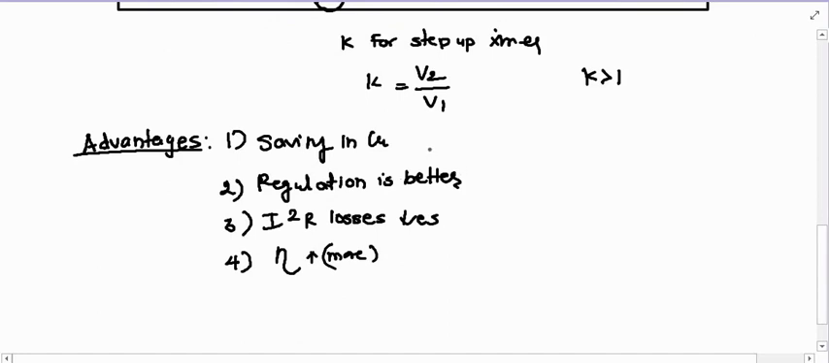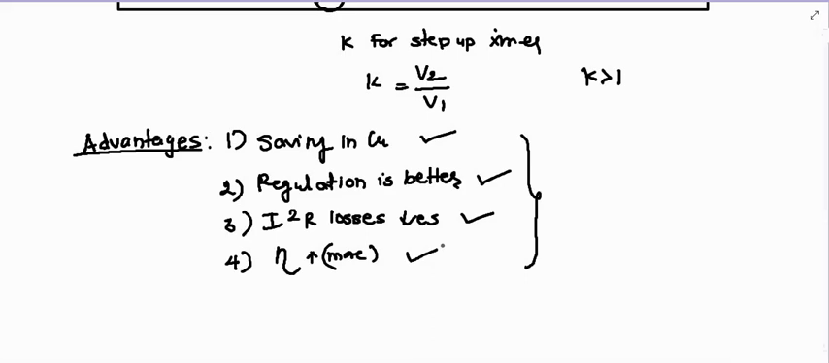In a two winding transformer, we will require more copper due to the resistance and leakage reactance of the primary and secondary windings. Regulation will be poor. Due to the resistance of both windings, I square R loss will be more and efficiency will be less. But these are very less. Saving in the copper is more, regulation is better, and I square R losses decrease, so efficiency increases in case of your auto transformer. Then what is the disadvantage of auto transformer?